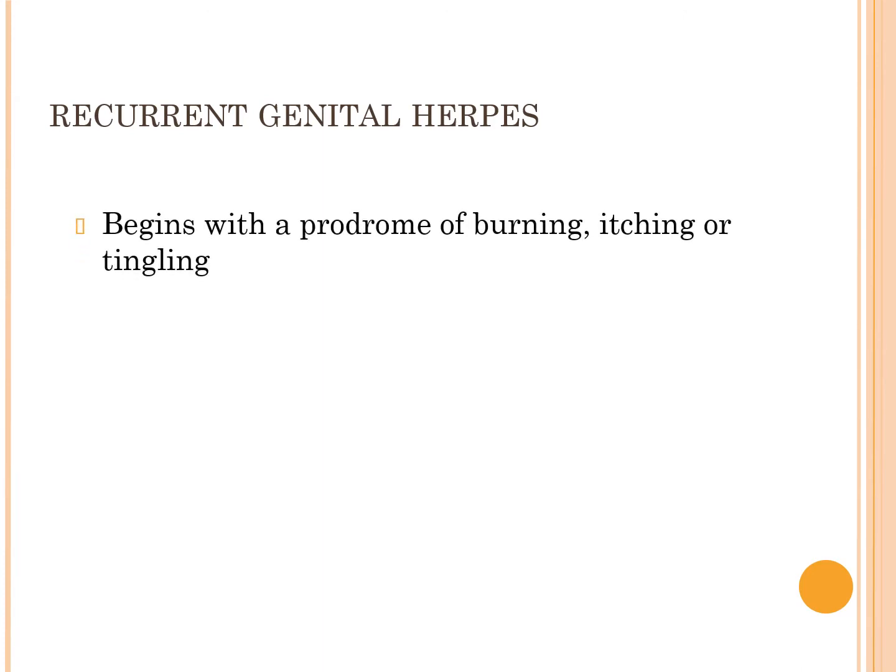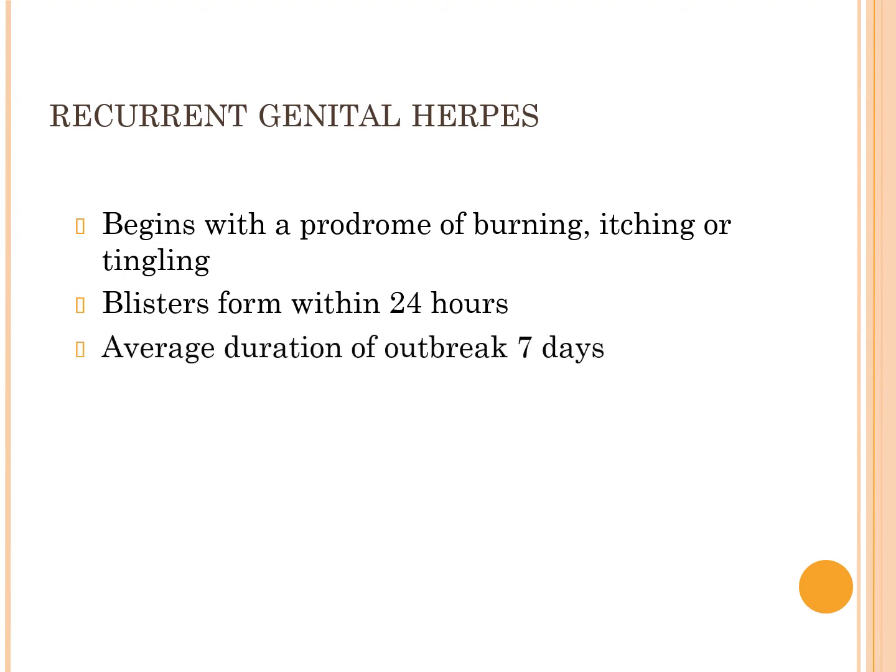Recurrent genital herpes tends to begin with a prodrome of burning, itching, or tingling in the area where the vesicles will eventually appear. The blisters form within 24 hours of this prodrome of sensation, and the average duration of the outbreak is only 7 days. And the lesions do not ulcerate and tend to heal without scarring.